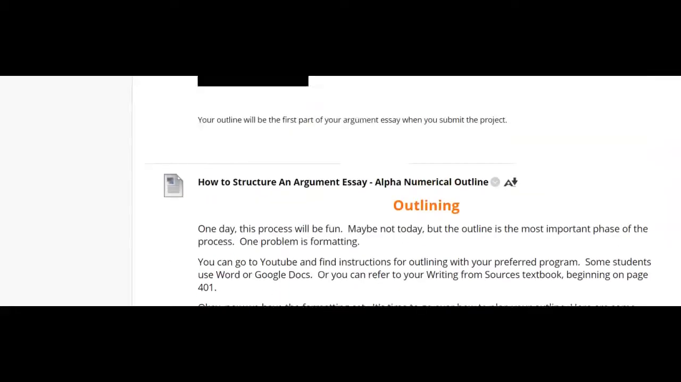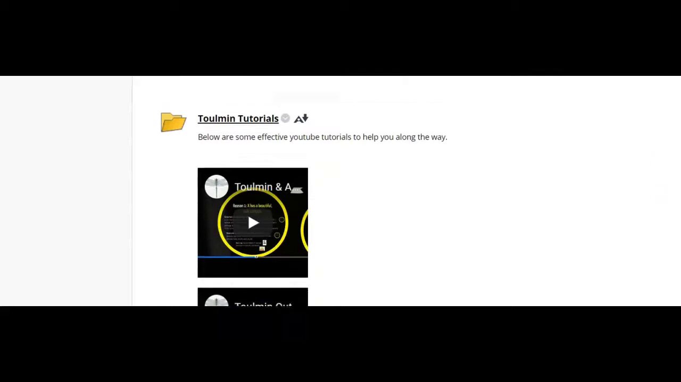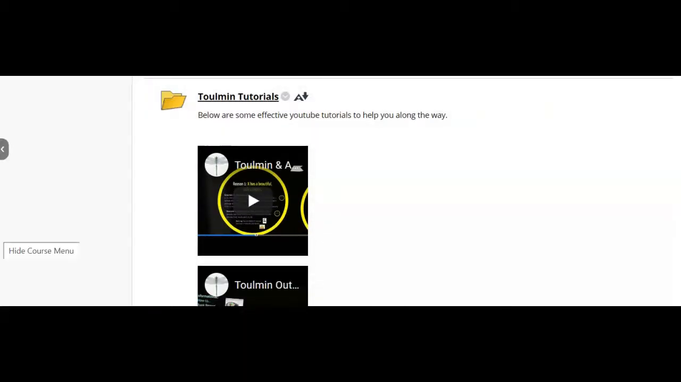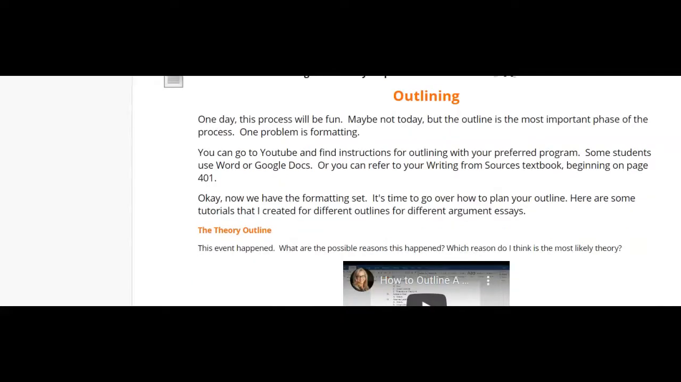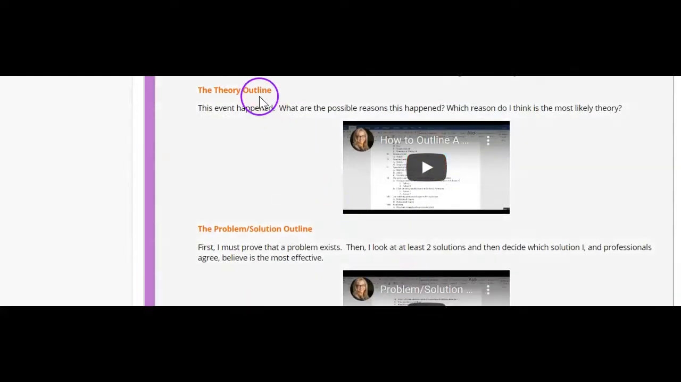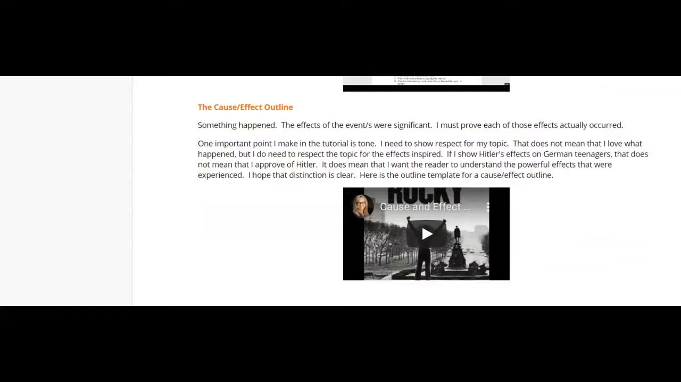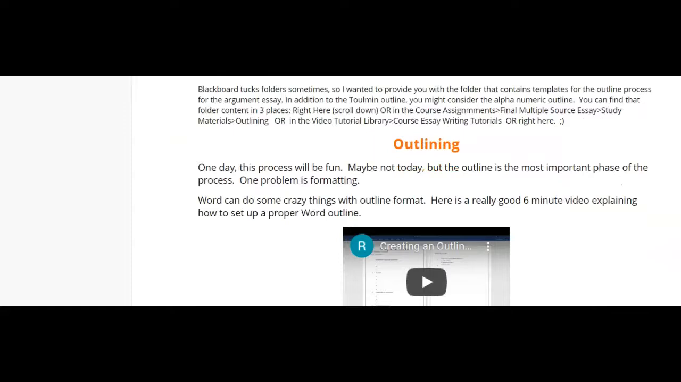Now below that, I'm sorry, I just skipped ahead, but below that is how we're going to organize after we've narrowed the topic. How are we going to organize that into the kind of essay that we want to write? These tutorials talk about the Tillman essay method. That's one way, or the other way is to do the alphanumeric outline. And if you choose the alphanumerical outline, I have given you tutorials on how to create each of those outlines. There's an outline for the theory, for problem solution essays, cause and effect essays, and then we talk about outlining. How are you going to create an outline?